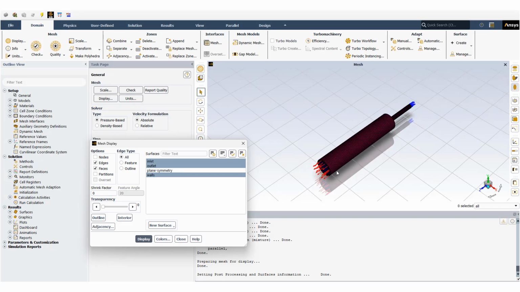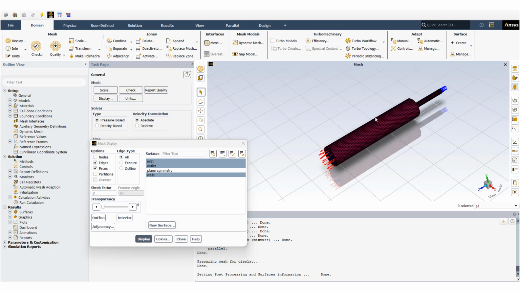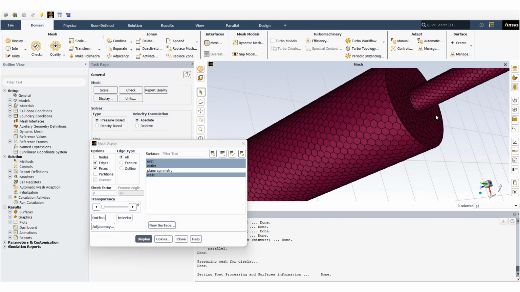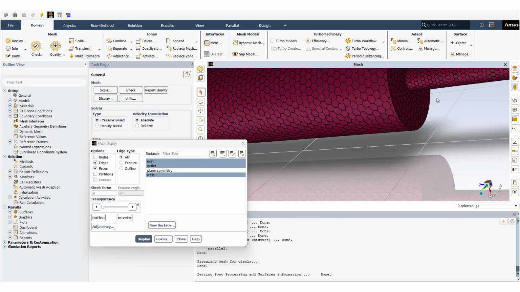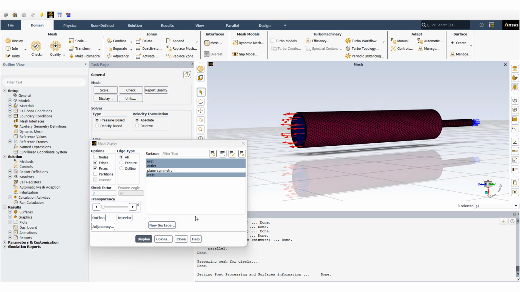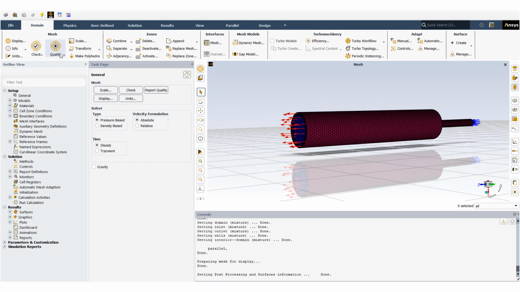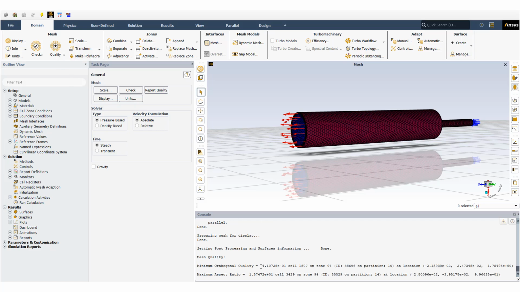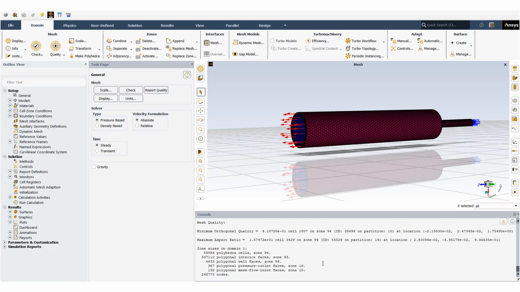Inlet, outlet, and this is the opening that we have that you can see. So this is the mesh that we have, and if we check the quality, the orthogonality, it is above 0.4, which is very good, the minimum orthogonality, and the mesh info is here for each partition. Total it is about 60,000 polyhedral cells.